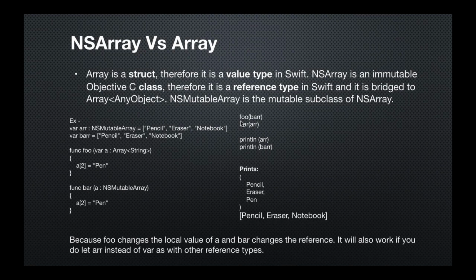Okay, but when we say value type, it has different copies of the values, right? Bar will have a different copy, and this array will have a different copy, which we are passing in the foo function, right? So in the array, which is a struct, which is a value type, the value will not change. Notebook will stay notebook. It won't change. So if you don't know the difference between value type and reference type, it will be difficult for you. It is a very important question.